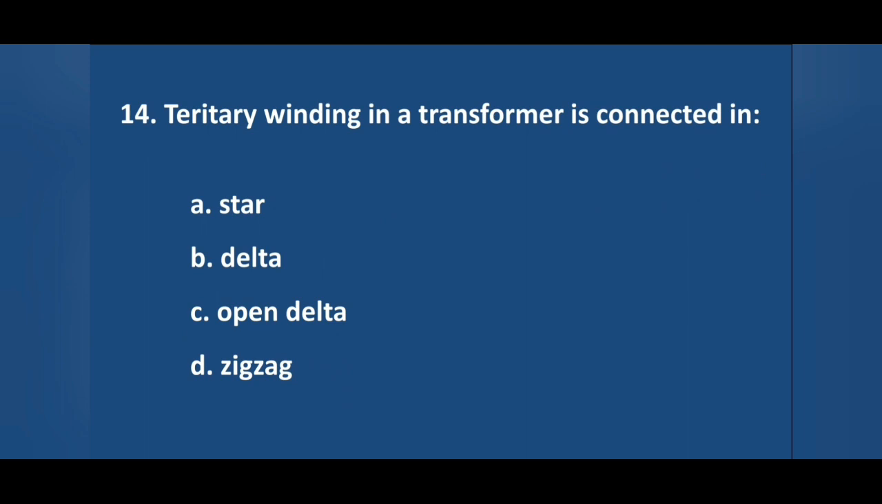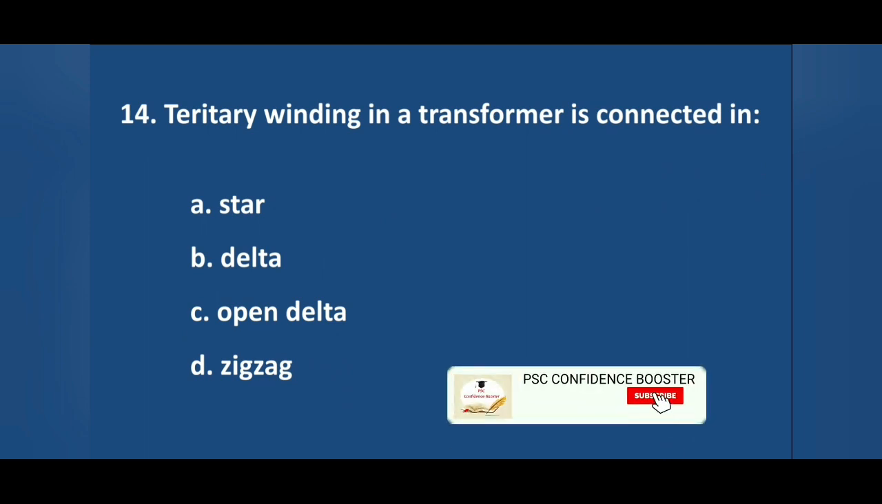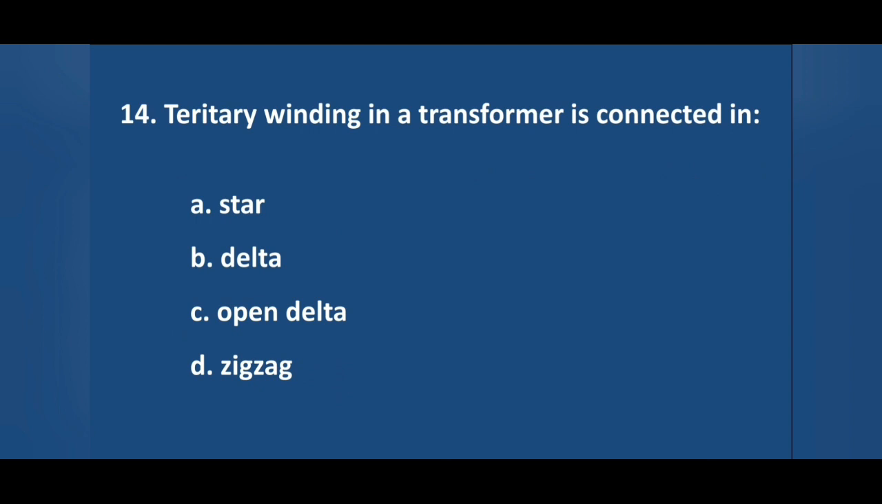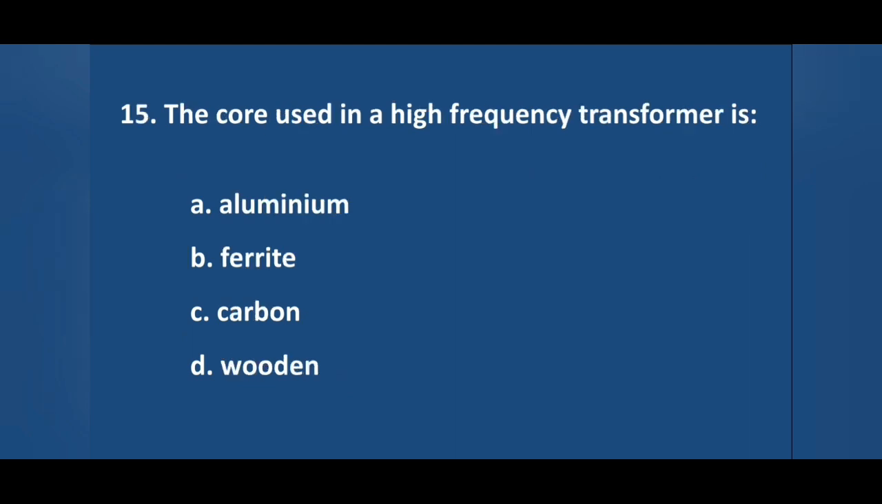Question number 14. Tertiary winding in a transformer is connected in. Answer is option B, delta. Question number 15. The core used in a high frequency transformer is. Answer is option B, ferrite.